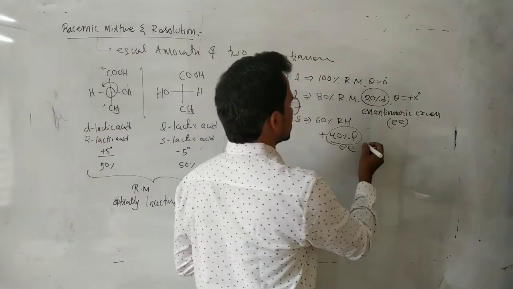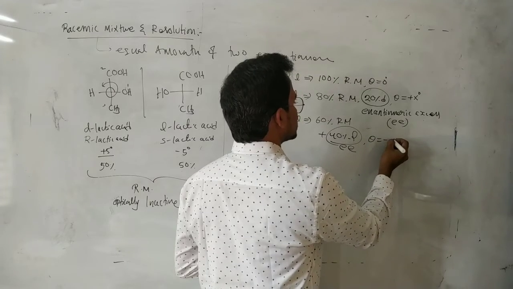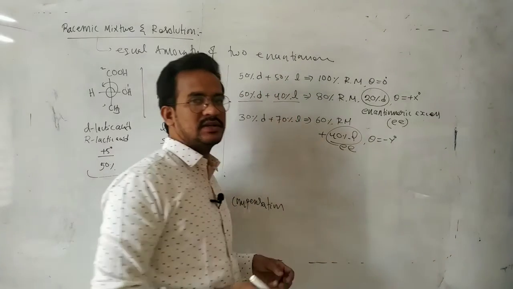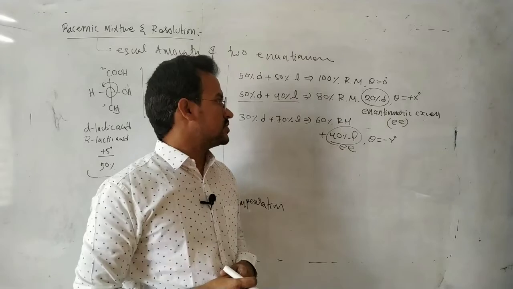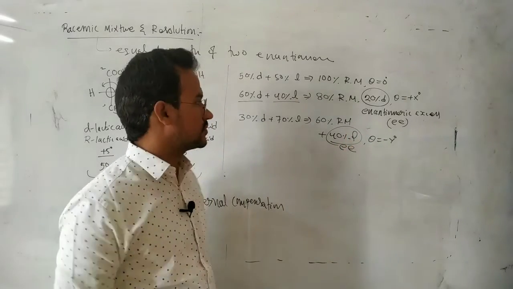So in this case the optical rotation is minus y degrees, some value with a negative sign because of the anti-clockwise direction. That's it.